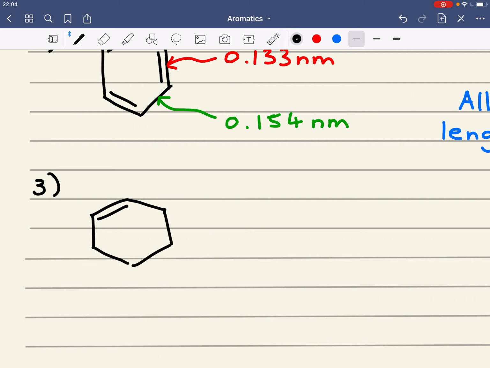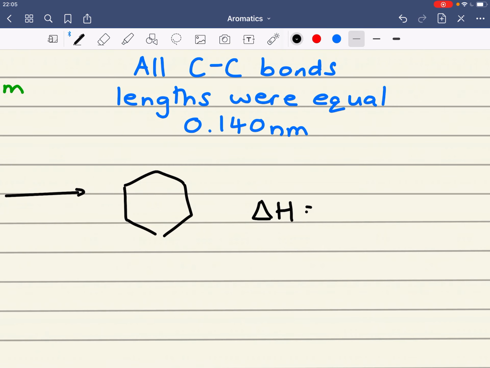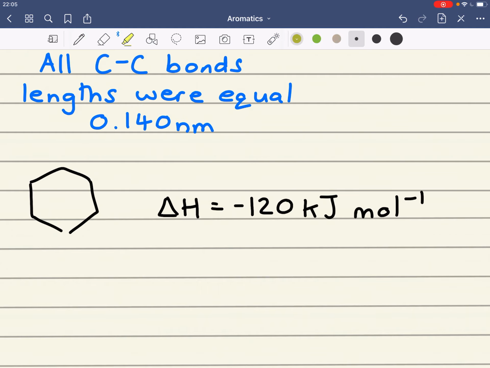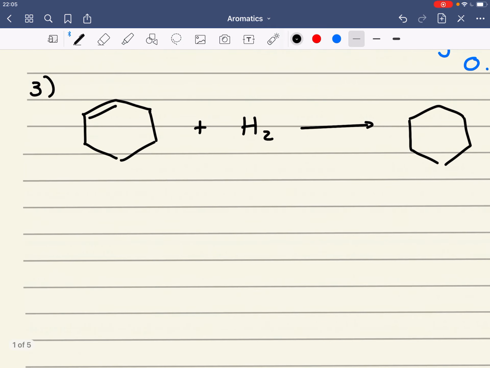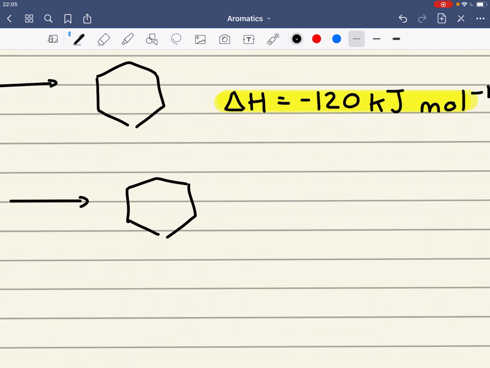The third bit of evidence we're going to look at is thermodynamic data. Now, cyclohexene reacts with hydrogen to form cyclohexane, and in the process it releases 120 kilojoules per mole of energy. It's got a delta H of minus 120 kilojoules per mole. If Kekulé's structure was correct, because it has 3 carbon-carbon double bonds, we could reasonably assume that this would release 3 times the energy and would have a delta H of minus 360 kilojoules per mole.